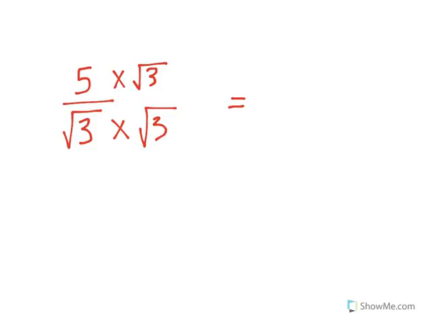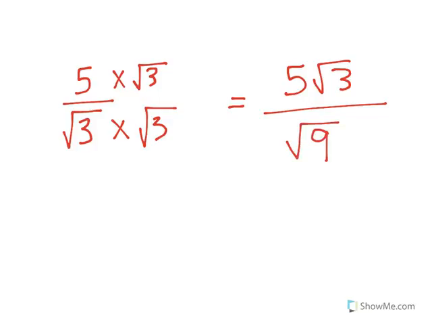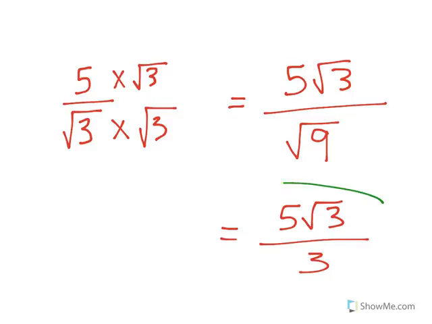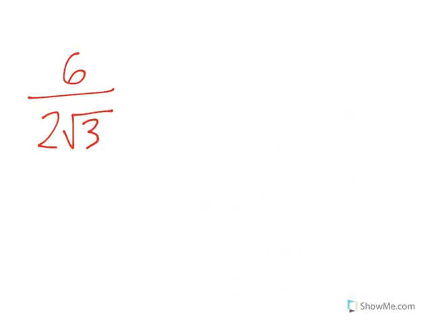So 5 times root 3 is just 5 lots of root 3, and then root 3 times root 3 gives me root 9. And then I need to simplify that because I can square root 9, and that gives me 3. So my final answer to this is 5 root 3 over 3. I've successfully got rid of the square root off the bottom of the fraction there. We'll look at another example.